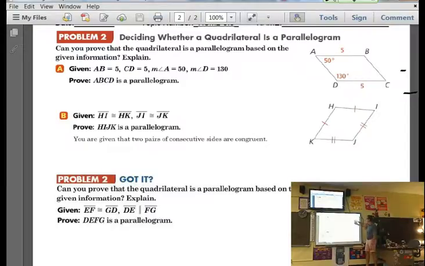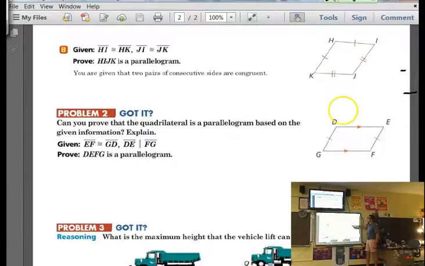Alright, so I want you then to look at B for a minute. So now we know all 4 of our side lengths, right? And so Caleb, what you just proposed was if we know all 4 of our angles, so now we know our side lengths. That HI is congruent to HK, KJ is congruent to IJ.